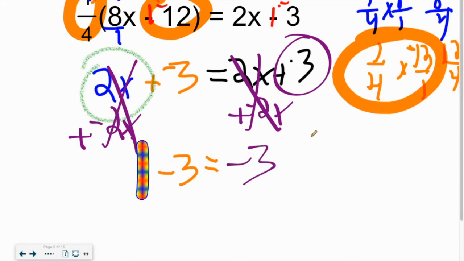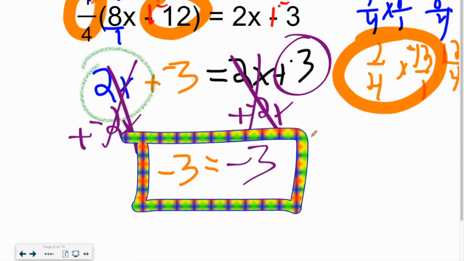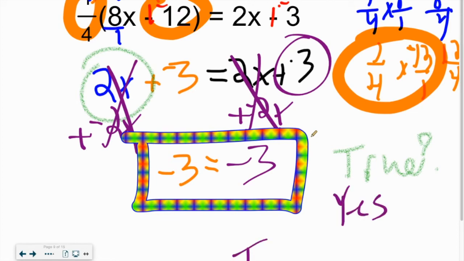So when we're looking here, there's no letters. Now what, Mr. Walls? Well, now we just ask ourselves, is this true? Does negative 3 equal negative 3? And since we say yes, then our answer is infinitely many solutions.